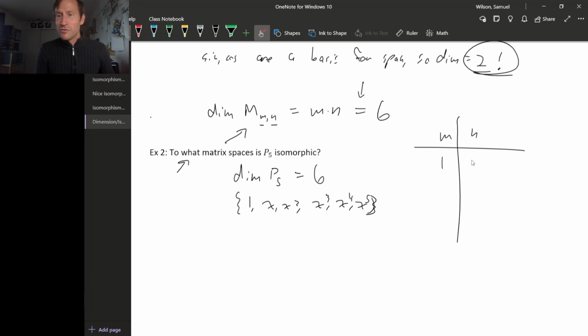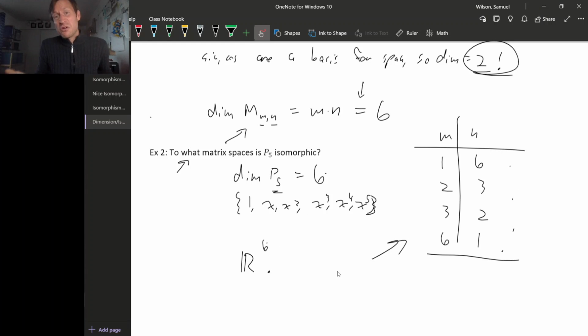Either we could have 1 row and 6 columns, because that would give us a 6-dimensional space, because M times N is going to be 6. We could have 2 rows and 3 columns, 3 rows and 2 columns, or 6 rows and 1 column. So there are exactly 4 matrix spaces, M sub MN, that are isomorphic to P5. And these are all of them. Of course, if you want a Euclidean space isomorphic to all of these vector spaces, that would just be R6. All of these things have the same dimension, and so they're all isomorphic to each other.